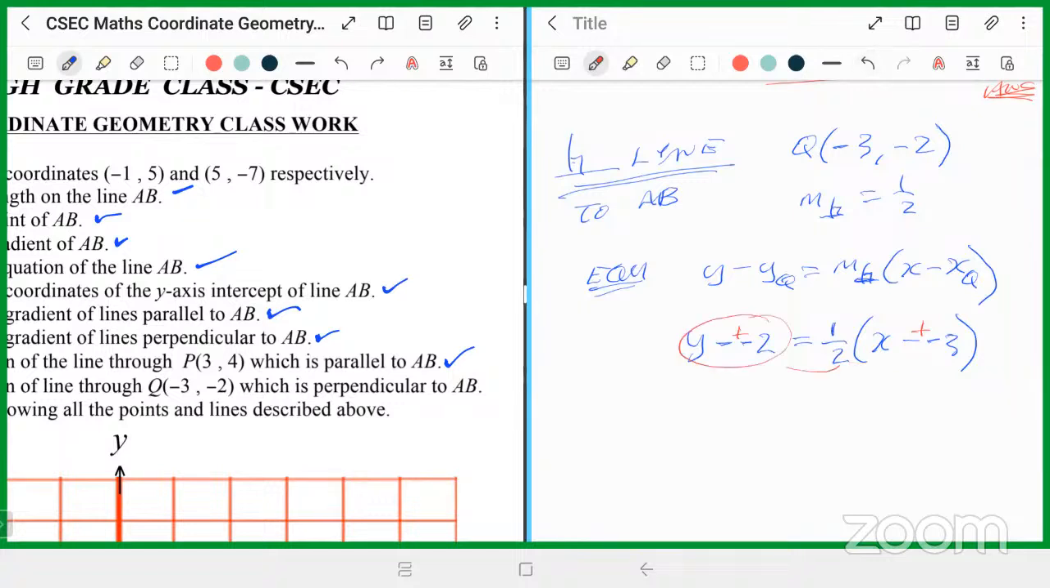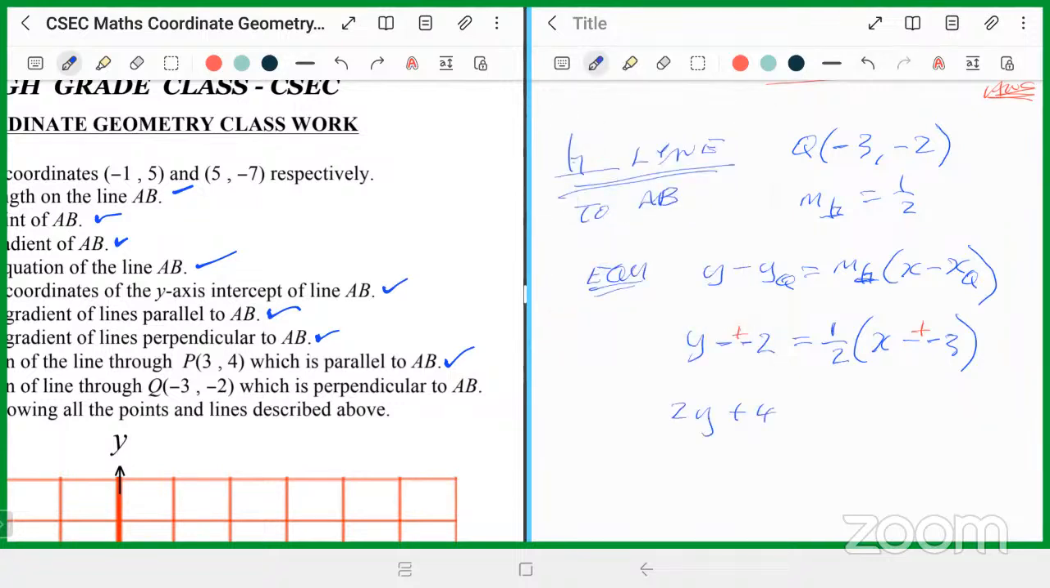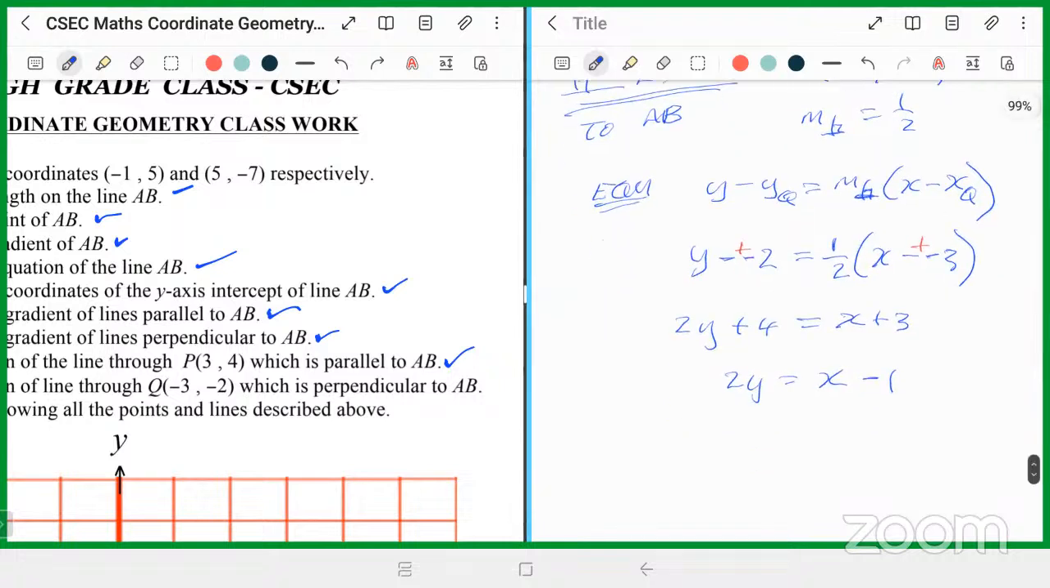Remember, this is y plus 2, and I'm multiplying that by 2. So it becomes 2y plus 4 equals, I take the 1 and multiply it inside the bracket, which is x plus 3. 1 times x plus 3 is x plus 3. Then I transpose the 4 and get 2y equals x plus 3 minus 4. It comes over as a minus 4. 3 minus 4 is going to be -1. So it's not plus, it's -1.